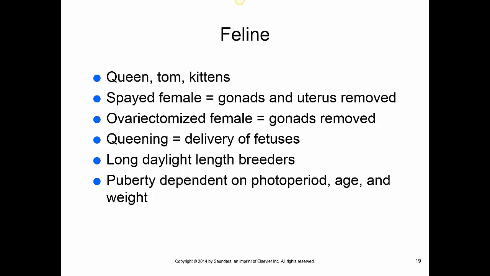Parturition is known as queening in cats. And cats are seasonally polyestrous. They are long day breeders. And so they're going to breed with the daylight. So when the daylight gets long, that's when cats are actually going to become active and come into estrus.